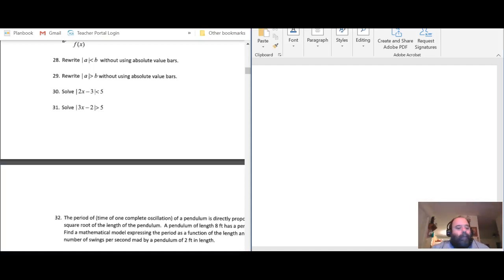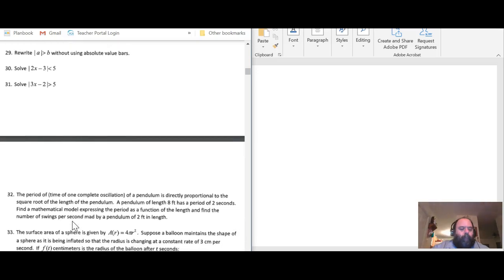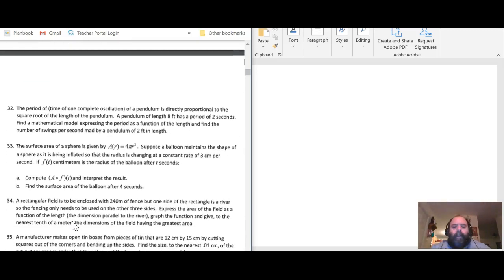All right. So our next one is problem 32. So a little bit of a story problem here. We have a pendulum, right? So something hanging down, swinging from side to side.